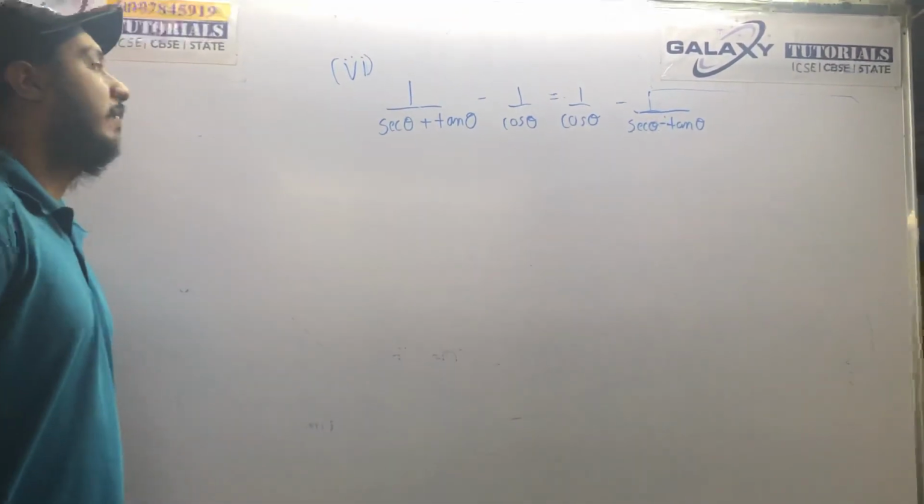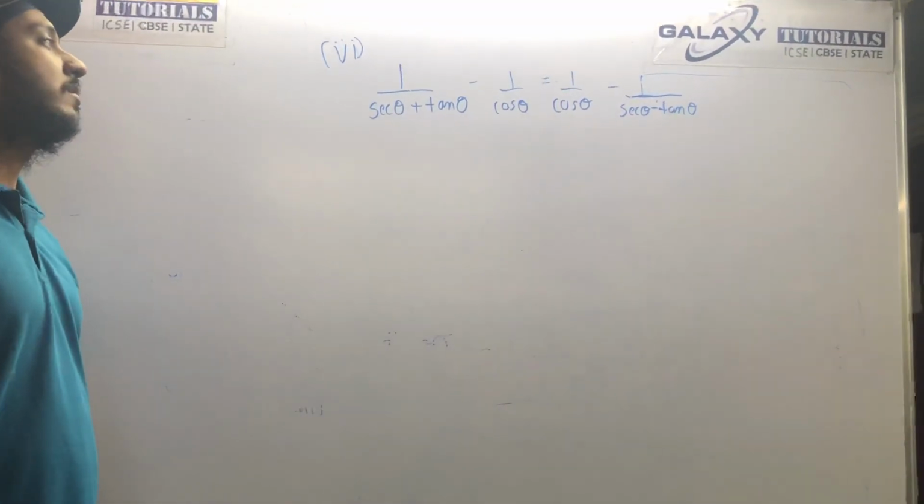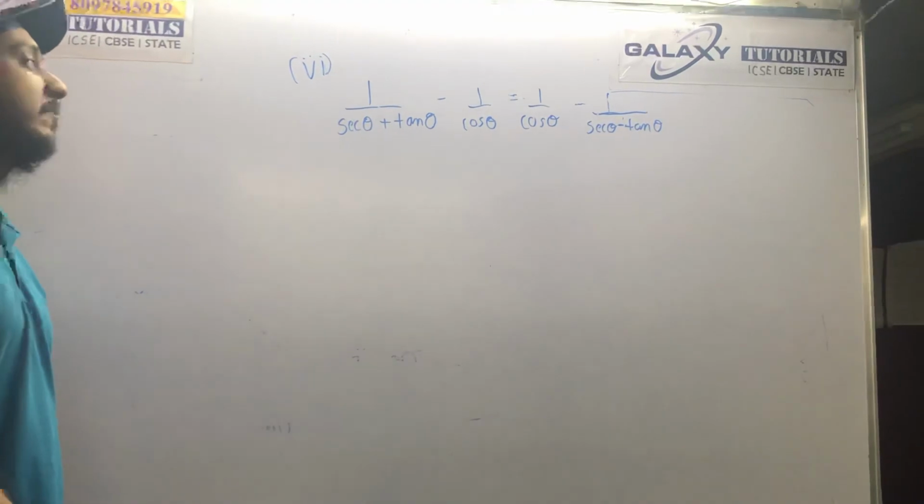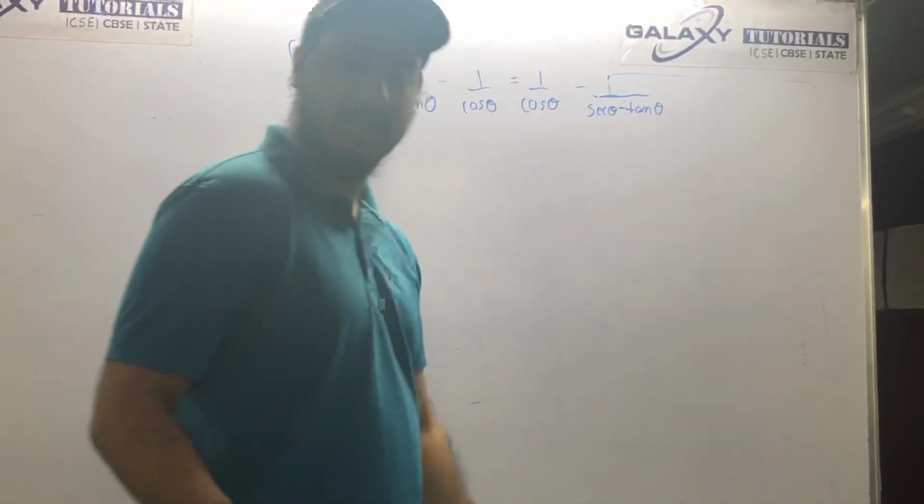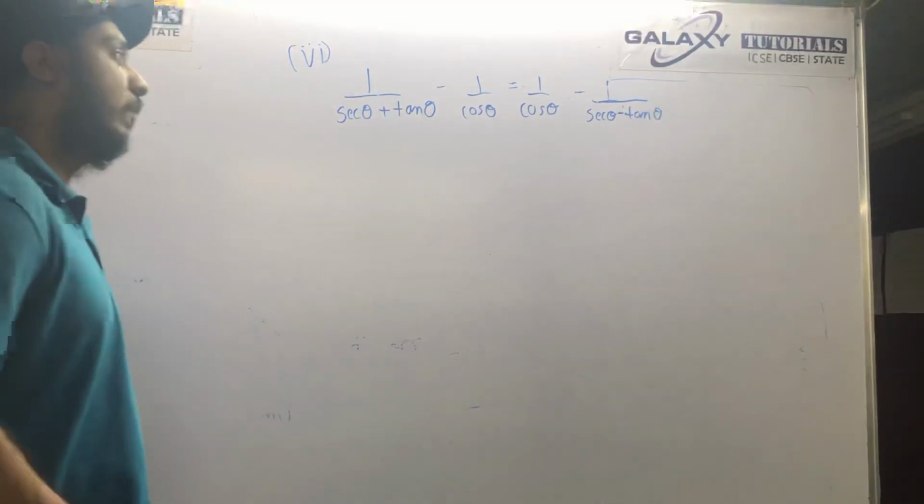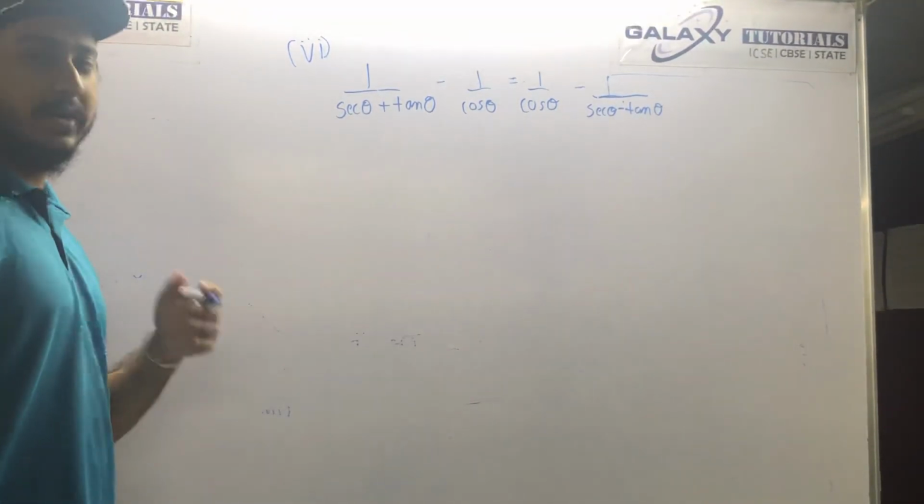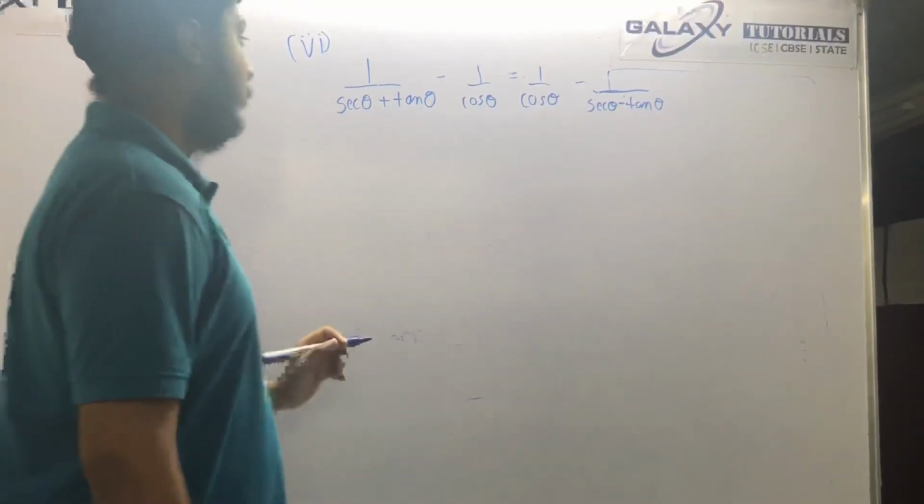Okay, 1 upon sec theta plus tan theta minus 1 upon cos theta is equal to 1 upon cos theta minus 1 upon sec theta minus tan theta. So both sides are equally complicated, so you can proceed with the left hand side or the right hand side. I will proceed with the left hand side.